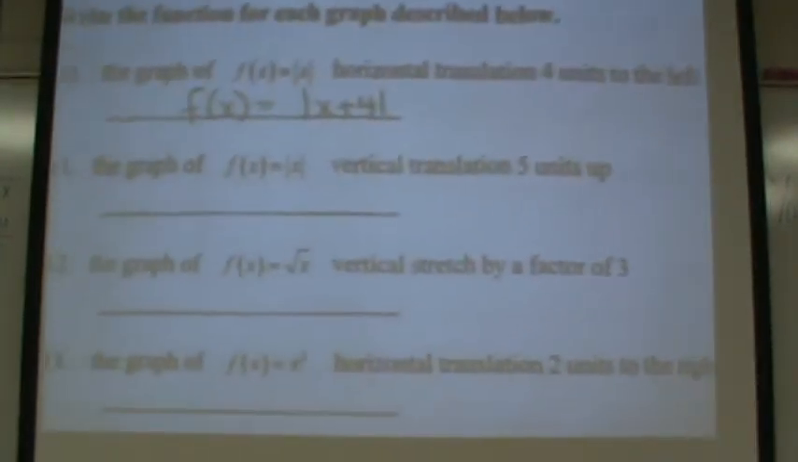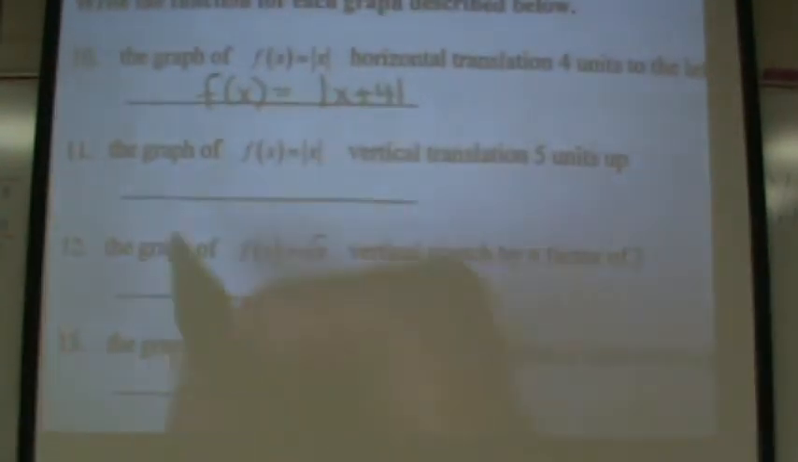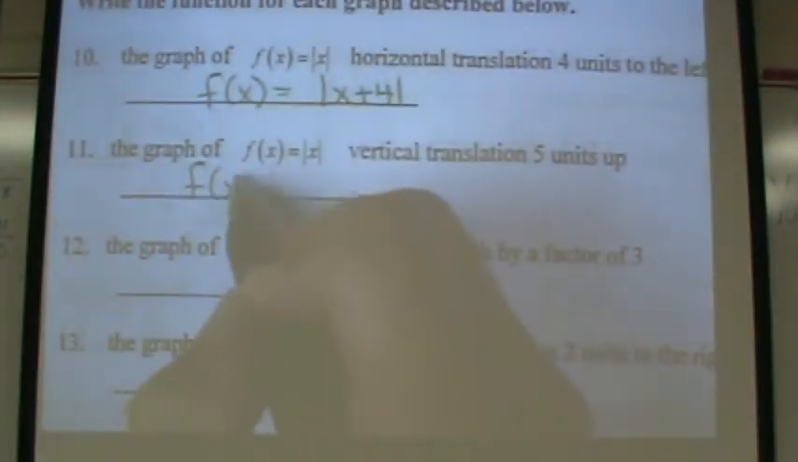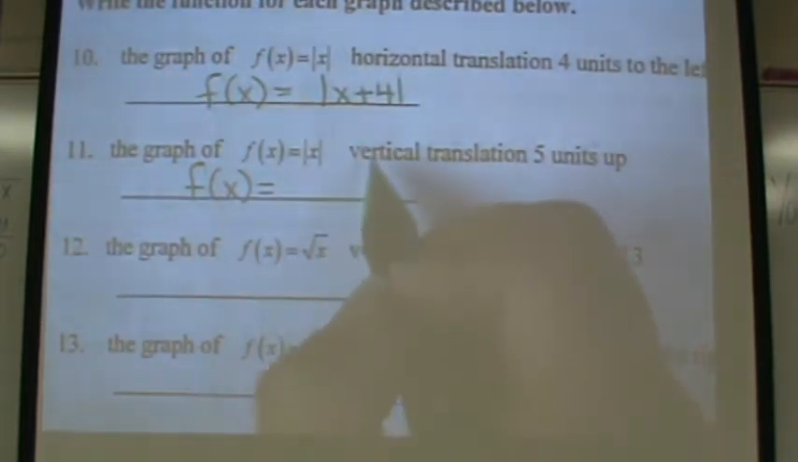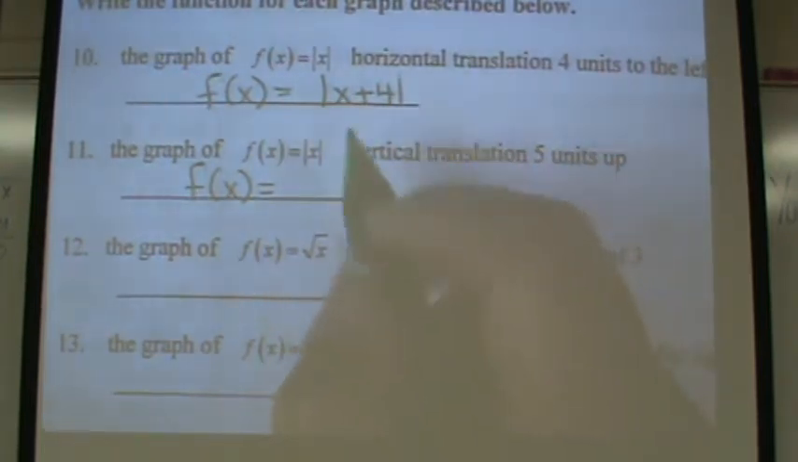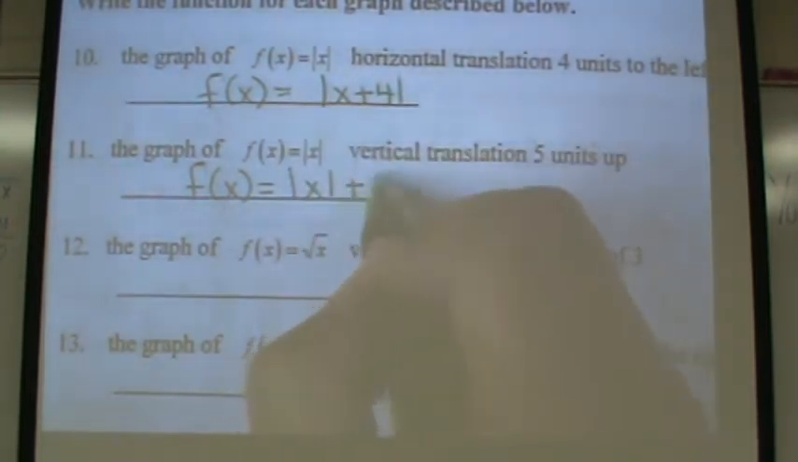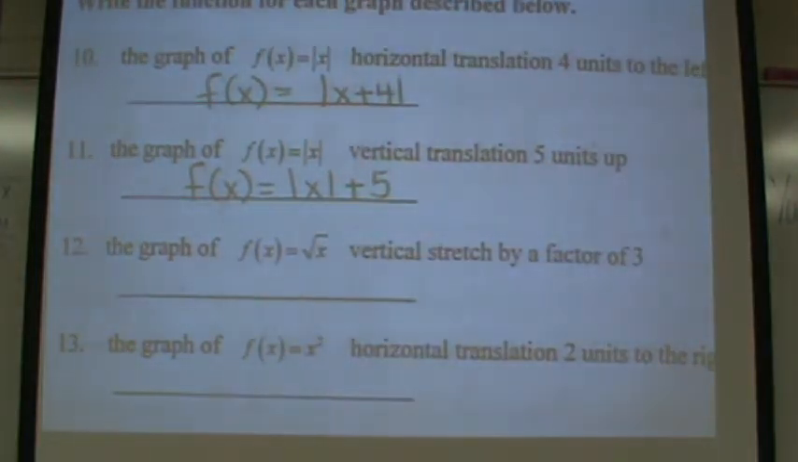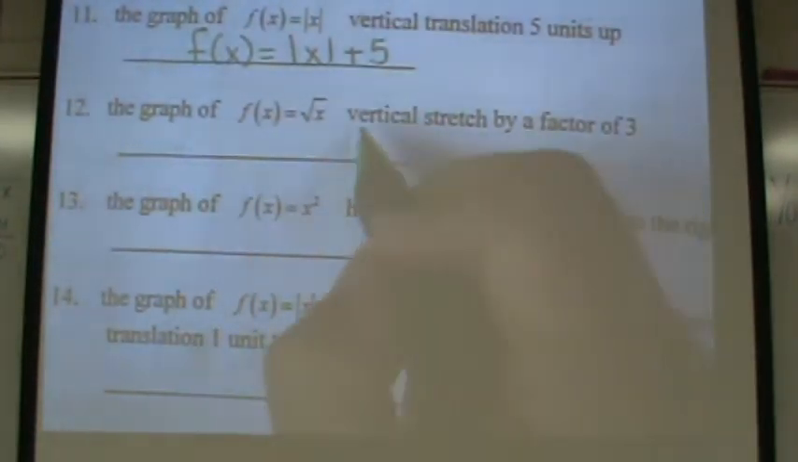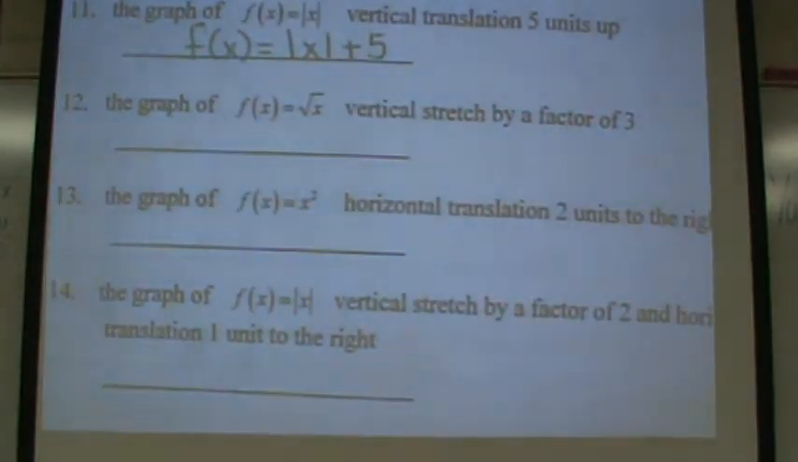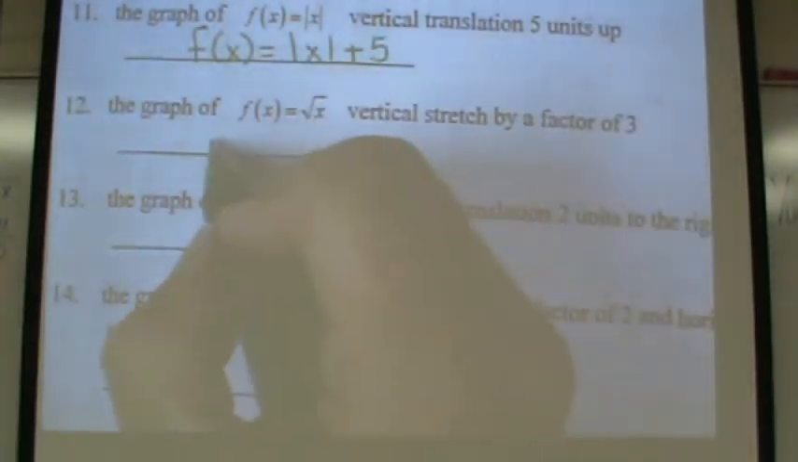How about the next one? Vertically up 5. So you do f(x) equals absolute value of x plus 5. Where does the plus 5 go? On the outside. If it's vertical, it's outside. If it's horizontal, it's inside. Okay, number 12. We're gonna vertically stretch. Vertical is outside, horizontal is inside. Where do we put this 3? On the outside, in front.